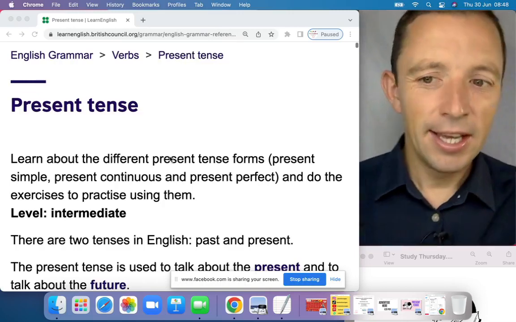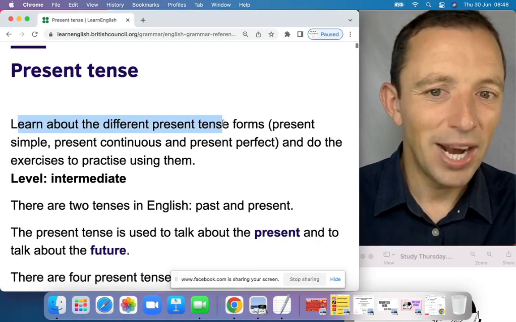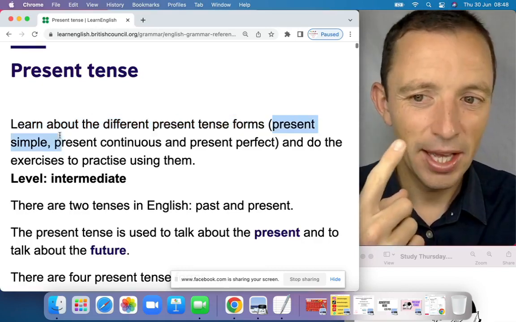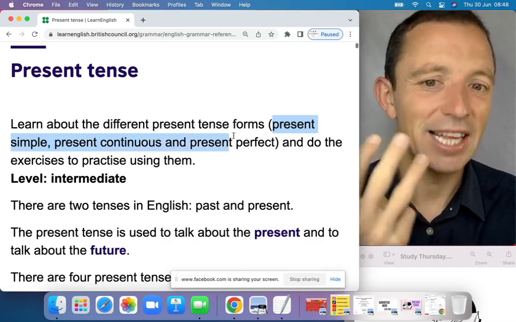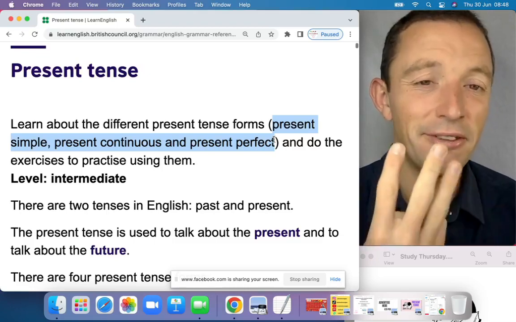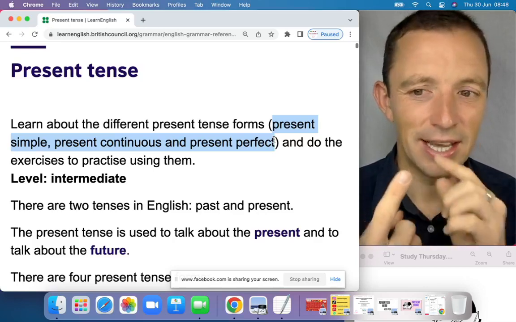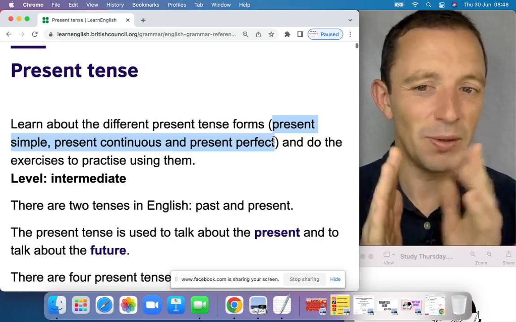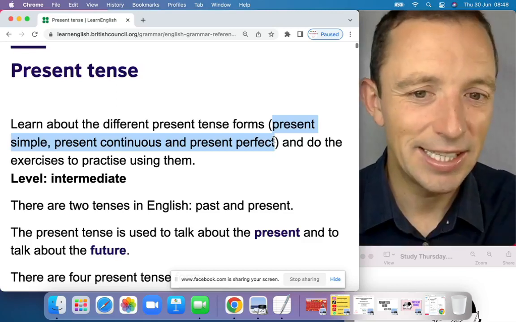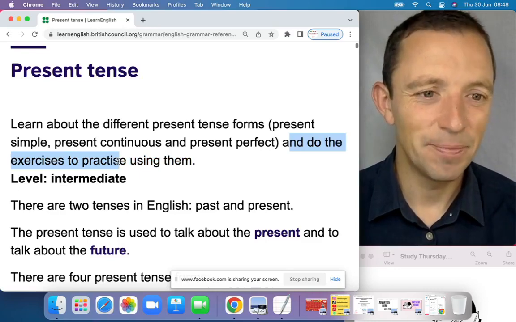Okay, let's begin. The present tense. Learn about the different present tense forms: the present simple, the present continuous, and the present perfect. There are three very important verbal tense forms for the present tense: present simple, present continuous, and present perfect. Also, on this page we can do exercises to practice the theory as well.